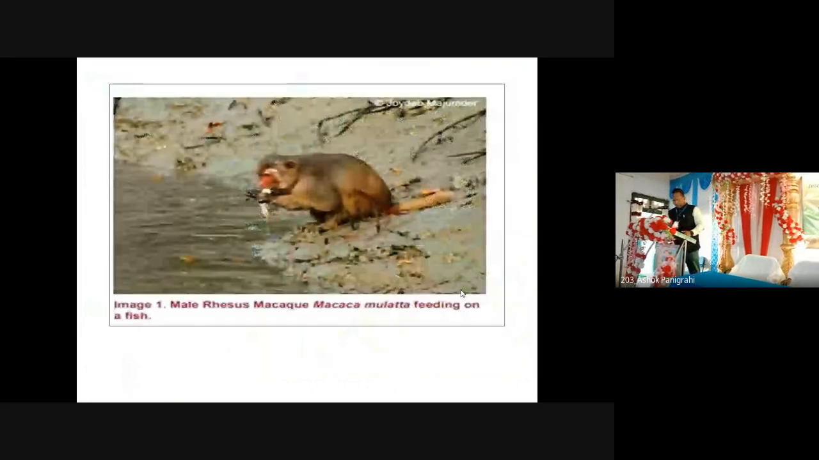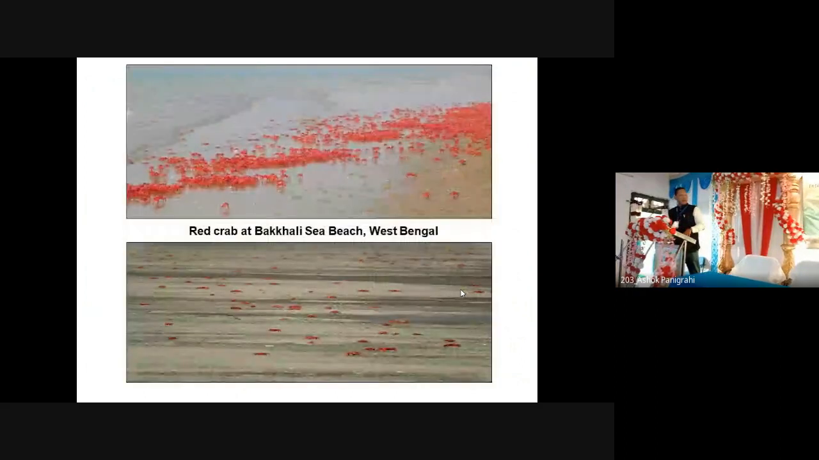Another particular thing I observed in Sundarban is that monkeys are eating fish. Why is it happening? We need to think about this like the seniors used to. Another thing is, if you go to Bakhali, you see the red carpet there on the sand. These are called red crabs, and we are doing a population survey of this red crab, and you cannot catch them. There are thousands of them, but once you try to catch them, they enter their holes.